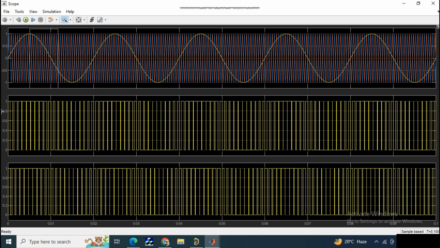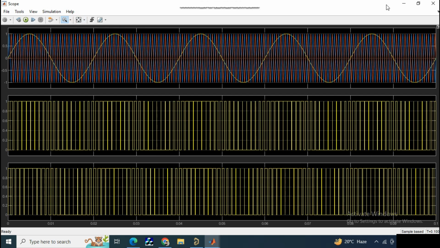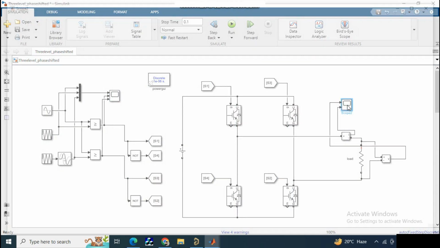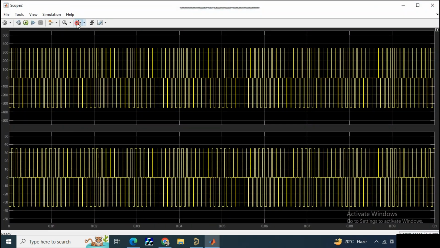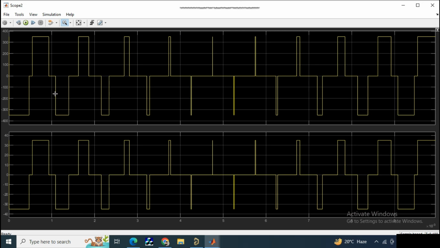So these are the gate signals. And this is, you can see the 3-level output, but this is not the perfect output. Now change the frequency to 10,000 Hz or 10 kHz and check the output.